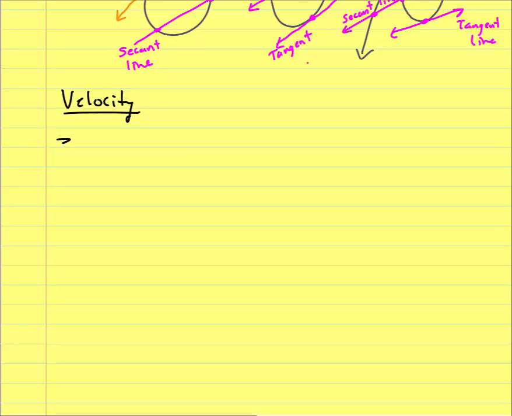We have a couple different velocities that we can look at. The first one is instantaneous velocity. Now we like to look at instantaneous velocity because it's really realistic. Instantaneous velocity is the speed and direction of an object at a particular moment in time.